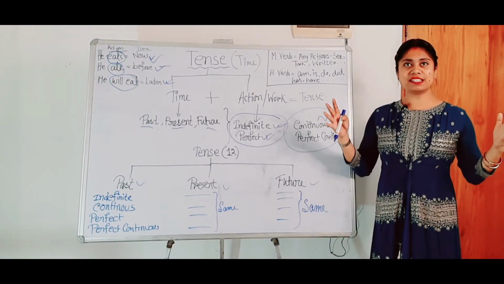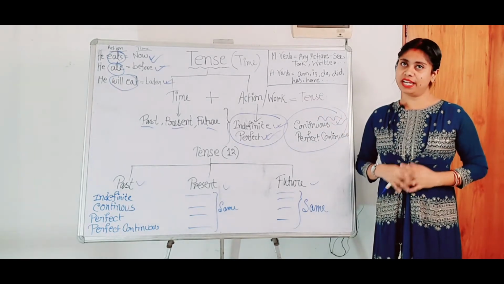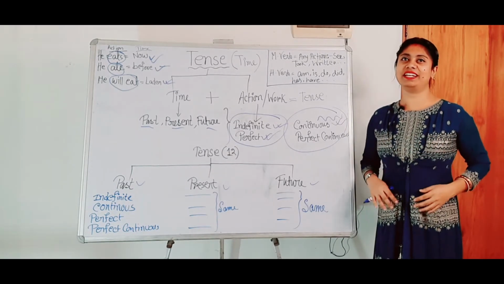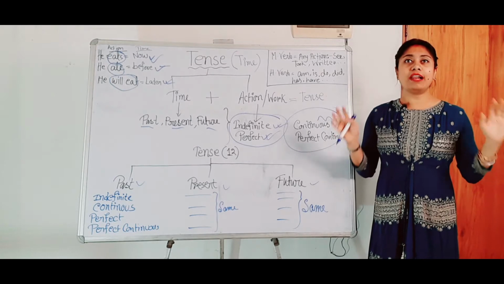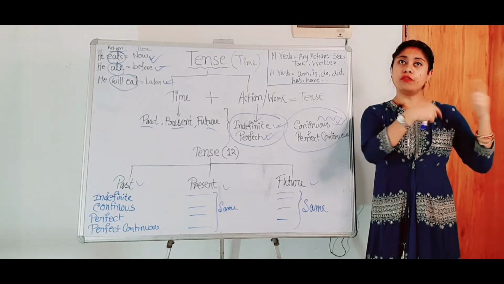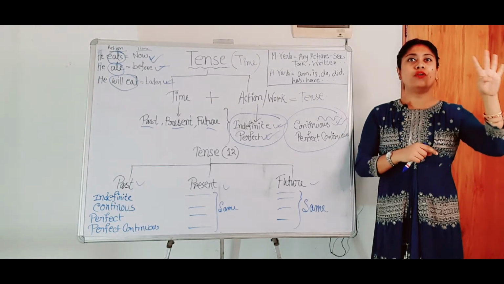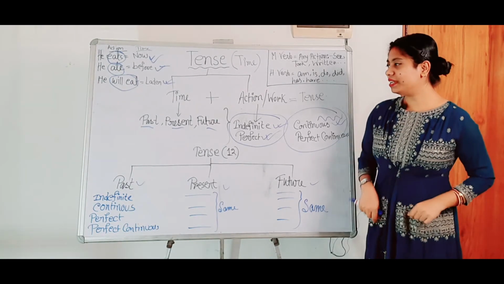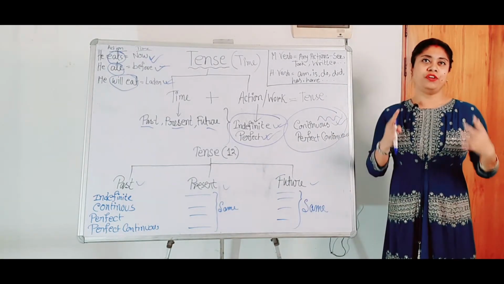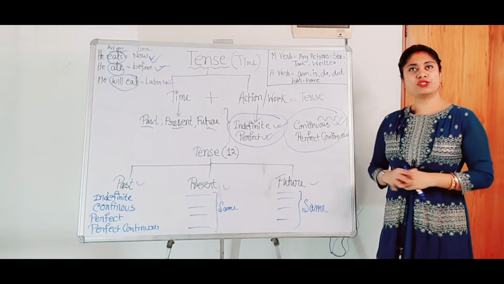If anyone asks you how many tenses are there in English grammar, you will reply as quickly as I'm saying right now that there are total 12 tenses actually. 3 main and each of those 3 has 4 divisions. The names of the divisions are indefinite, continuous, perfect and perfect continuous. So viewers, I think that you have understood what I said.